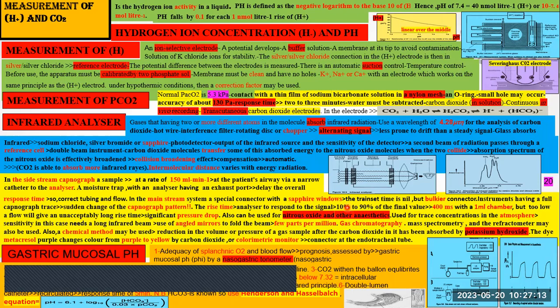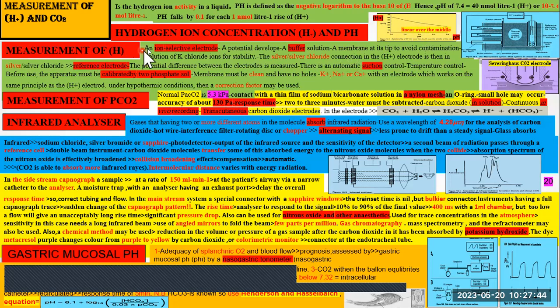So a pH of 7.4 equals 40 nanomole, to be written as 10 to the power of minus 7.4 mole per liter. pH falls by 0.1 for each 1 nanomole per liter rise in hydrogen ion concentration. The curve here shows the relationship between the hydrogen ion concentration and the pH. In the middle of it, we find it almost linear.